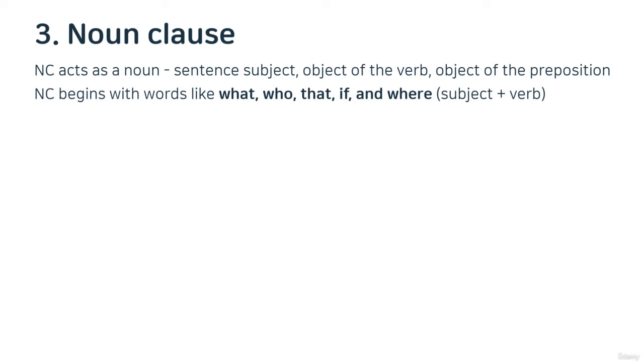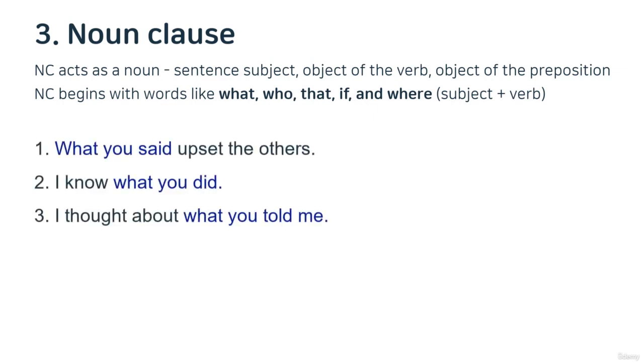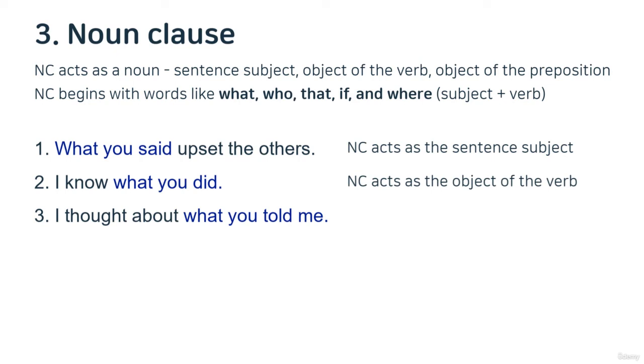Here are three complex sentences that use noun clauses. What you said upset the others. I know what you did. I thought about what you told me. In the first sentence, "what you said" is a noun clause, and it functions as the sentence subject. In the second sentence, "what you did" is a noun clause, and it functions as the object of the verb. And in the last sentence, "what you told me" is a noun clause, and it functions as the object of the preposition.